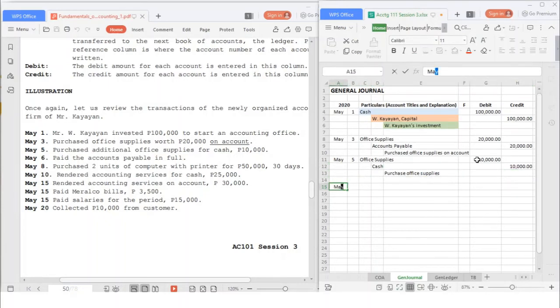Next, we have May 6 na transaction. May 6. Paid the accounts payable in full.